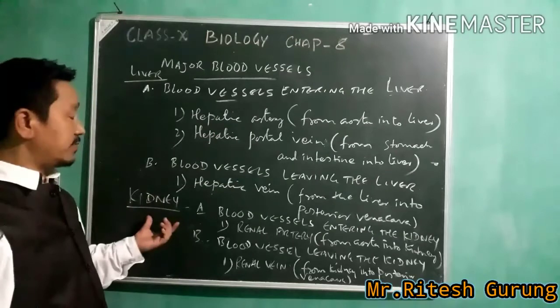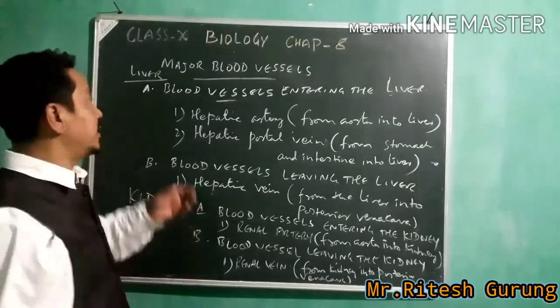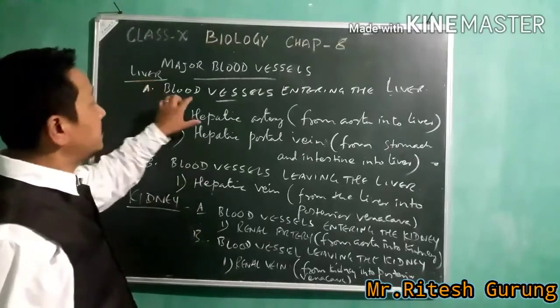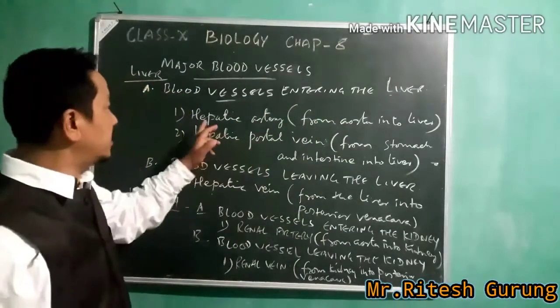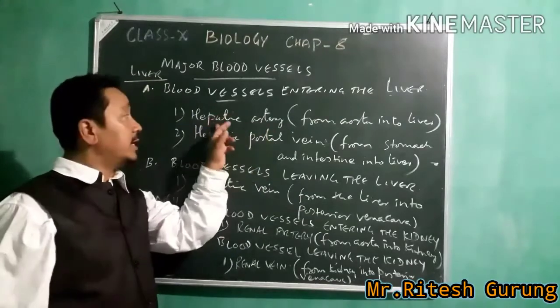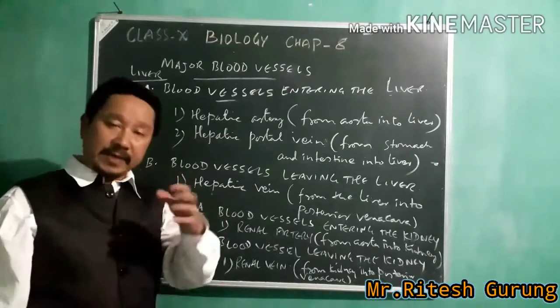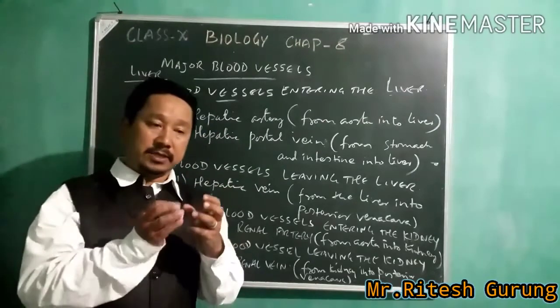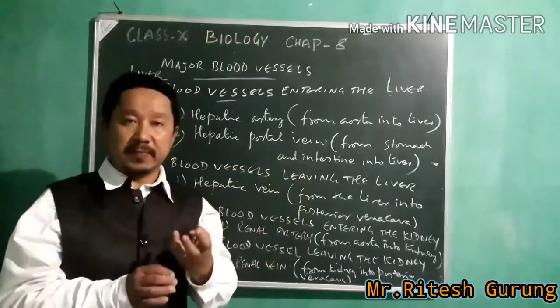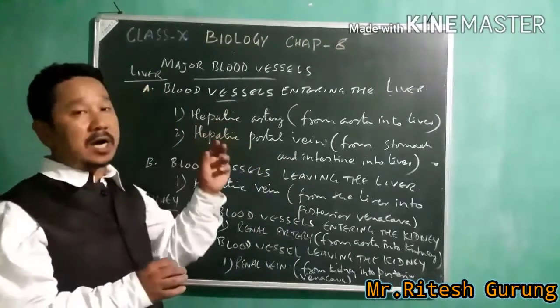Similarly, major blood vessels entering the kidney and leaving the kidney, which are also there in your syllabus. Here, first we'll see blood vessels entering the liver. Which are the blood vessels entering the liver? Number one, hepatic artery. Hepat means liver. Hepatitis is a disease related to your liver. Similarly, here you see hepatic artery.